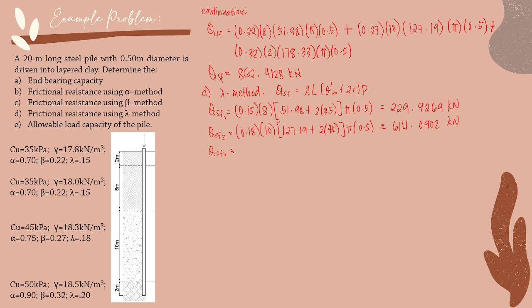And then, dito naman sa last na layer, lambda natin 0.20 times 2 times 178.33 plus 2 times 50 times pi times 0.5. So this is 174.8799 kilonewton. So yung pinaka skin friction natin, the sum of these three, so that is equal to 1018.897 kilonewton.